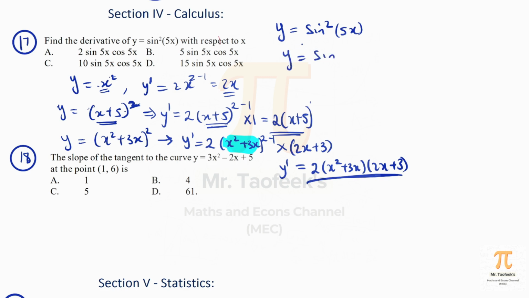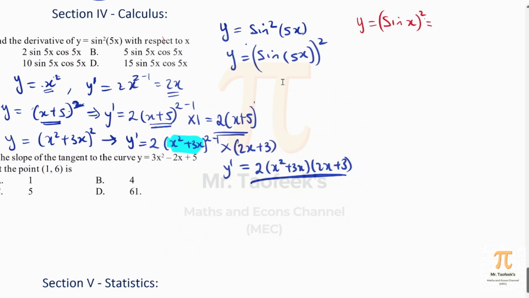Y is equal to sine 5x all squared. That is the way you will be able to differentiate. Sine squared 5x and sine squared x mean the same thing. Now, to answer the question, if y was equal to sine squared x, which is sine x squared, to differentiate that, I will just multiply by the power.